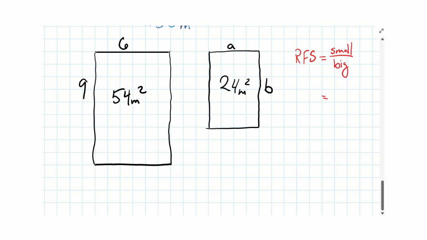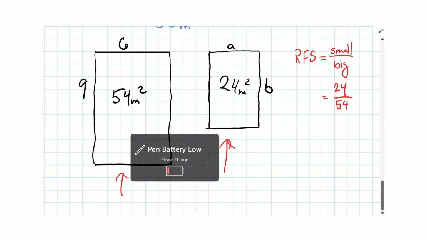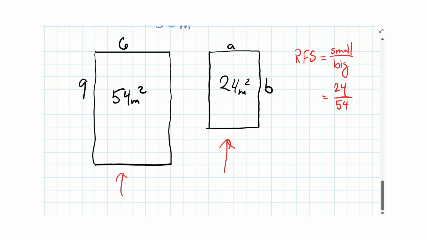Okay? In this case, we've got our small shape, which is this one right here, and we've got our big shape, which is this one right here. So it's going to be 24 over 54. Yeah, 24 over 54. Okay? We're going to reduce that to as small a fraction as we can possibly get. In this case, we can get it down to 4 over 9. So the scale factor that I found is 4 over 9.